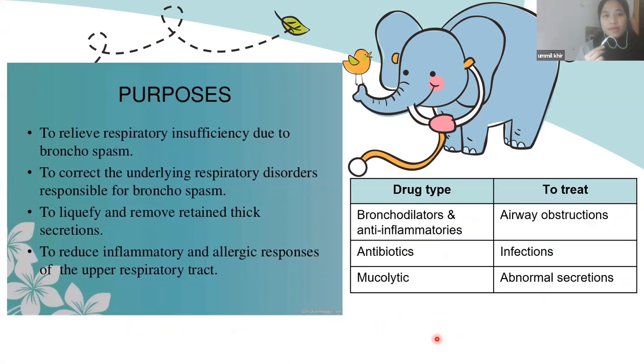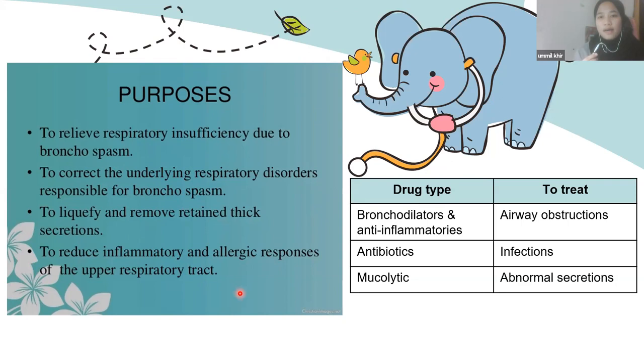So what is the purpose of this procedure? The purpose of nebulization is to relieve respiratory insufficiency due to bronchospasm. It is also to correct the underlying respiratory disorder, to liquefy and remove thick secretions, and also to reduce inflammatory and allergic response of the upper respiratory tract.